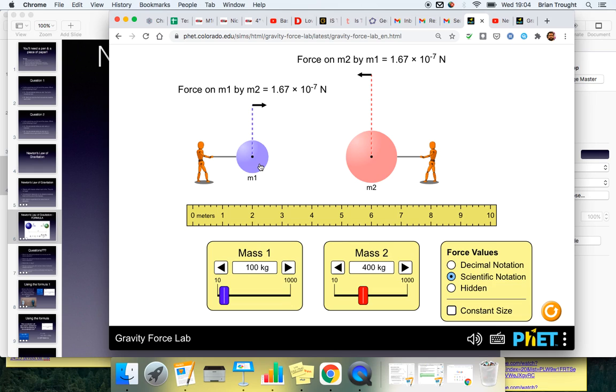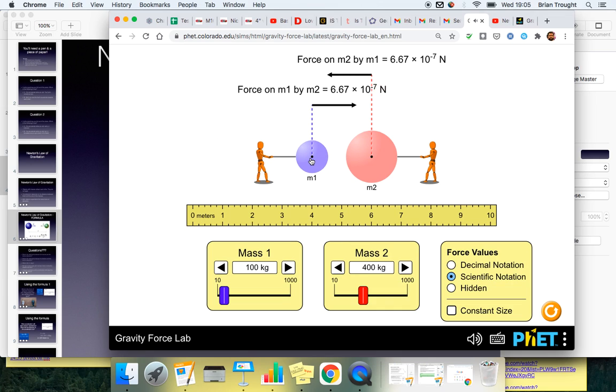Now if I half the distance, and the relationship is 1 over r squared, halving the distance should multiply the force of attraction by 2 squared, so by 4. So that's going to go up to a much larger value. So we want to drop it to 4. And we can see that that value is 4 times larger than the previous one.